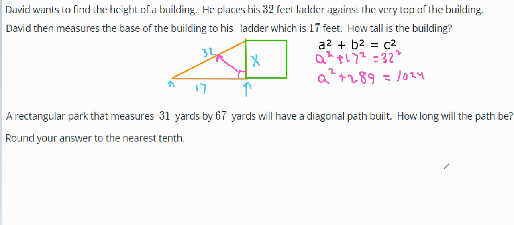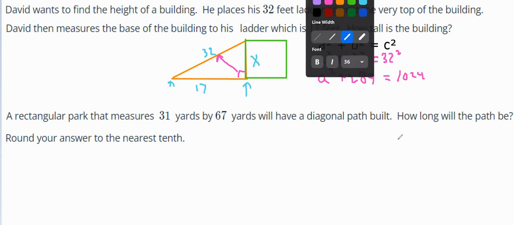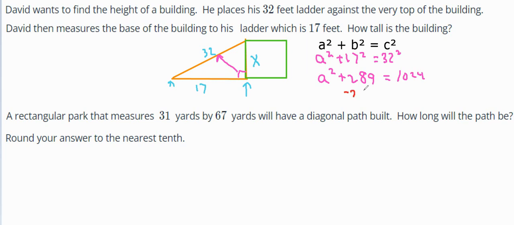Now we get rid of the stuff that's on the same side of the letter, but not touching it. That's the positive 289. The opposite or inverse of adding 289 is subtracting 289 on both sides. That's going to give us A squared equals 735. Oh, sorry, I just skipped a step there. And we are supposed to round this to the nearest tenth, so let me put that information in.